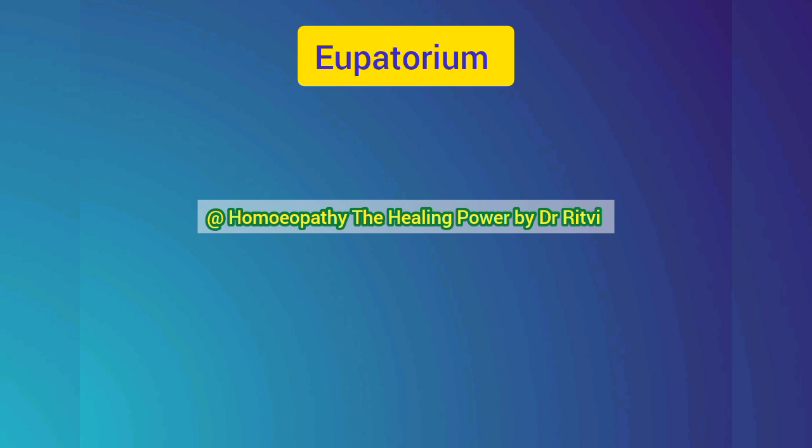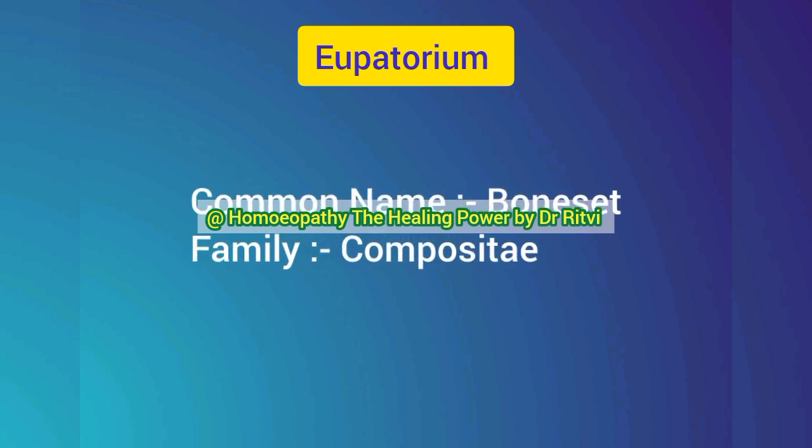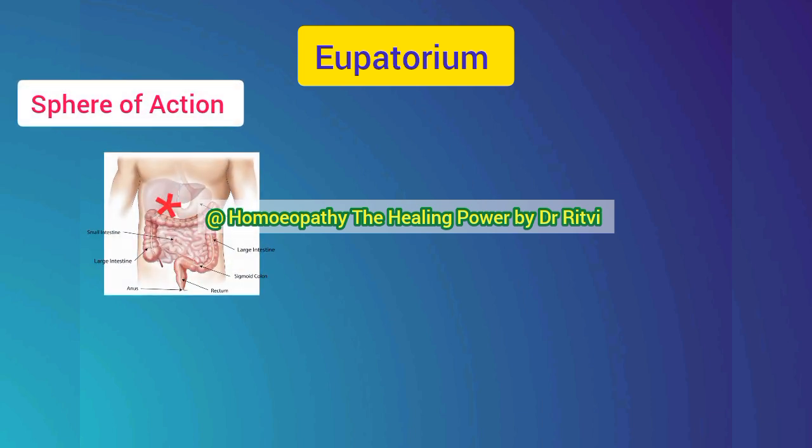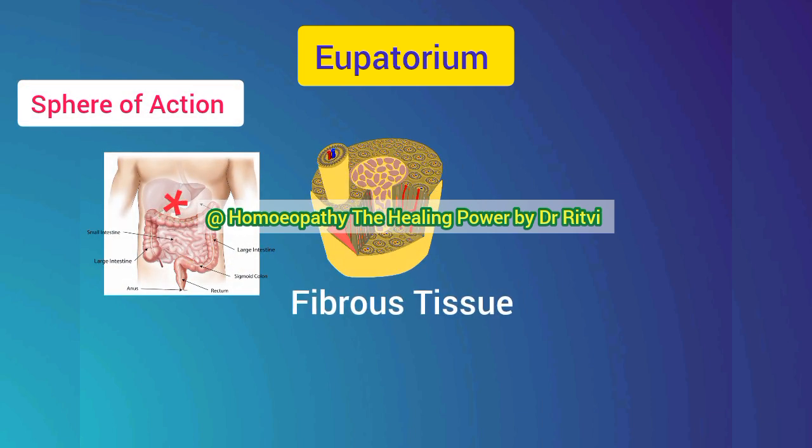Eupatorium Perfoliatum. The common name of this medicine is bone set. This medicine belongs to the family Compositae. Friends, Eupatorium acts well on gastrohepatic region as well as it acts on fibrous tissue and on bronchial mucous membrane.